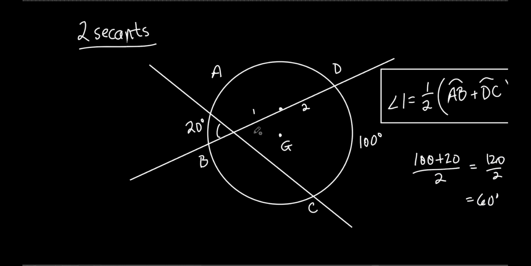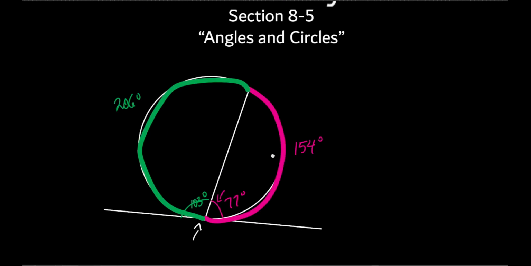So that angle is 60. What's this angle going to be right here? It's going to be 60. Why are they both 60? Because they're what to each other? Vertical angles. They're vertical angles, okay? And vertical angles are always equal. So once you find one, the other one's going to be the same thing. We didn't really talk about it up here. We did.